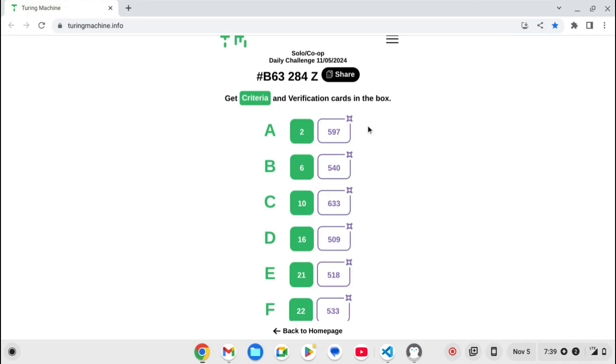And the puzzle uses the purple verification cards. The code above is your way to get more information on today's puzzle by searching the code on turingmachine.info. Let's go solve.